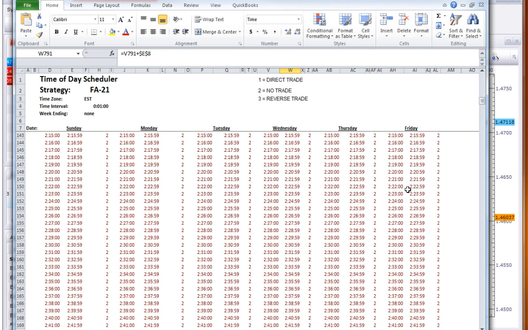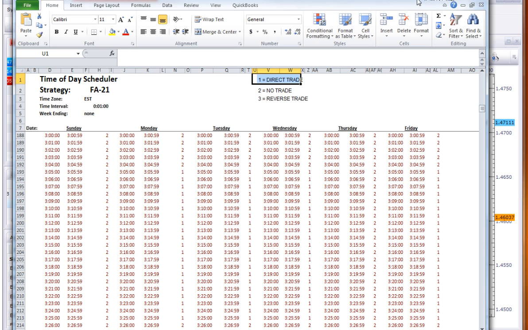Let's take a look at what was going on in the scheduler file. Okay, at 3:05 you see a 1 there, right? You see a 2 here. At 3:04 FA21 would not have executed a trade. It would be no trade, right? But in this case it's a direct trade. So in the event of a price movement, it would have executed in the direction of the price movement. In the case of a rising price, it would execute a buy.